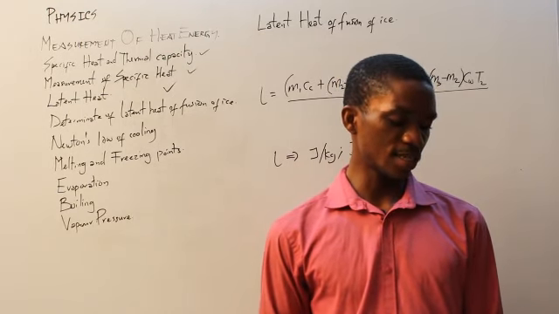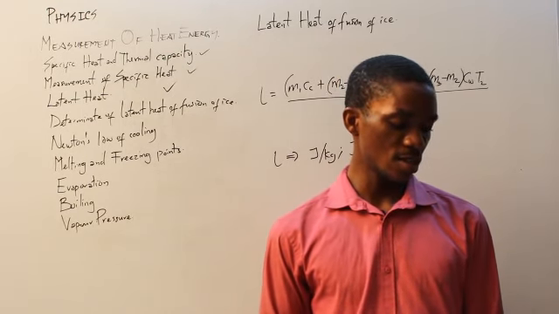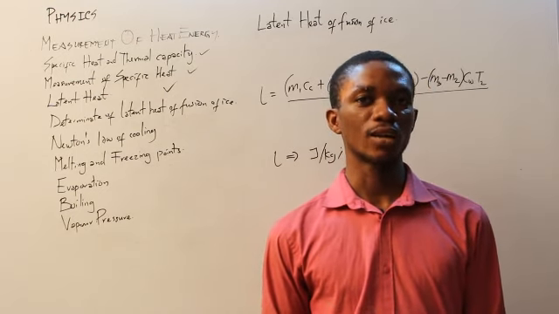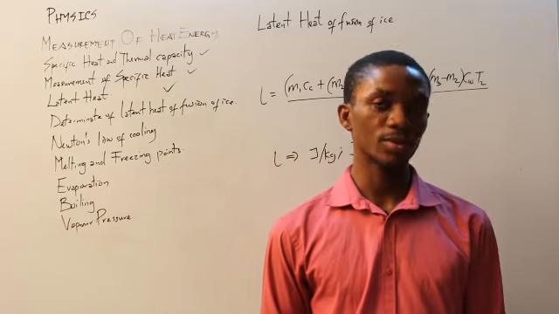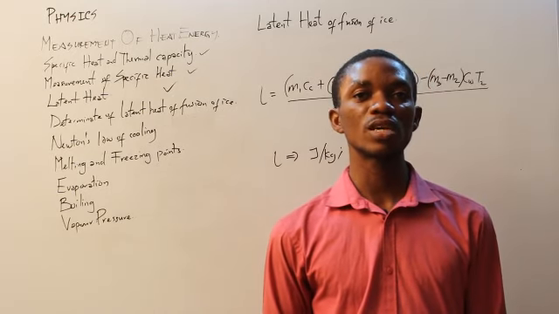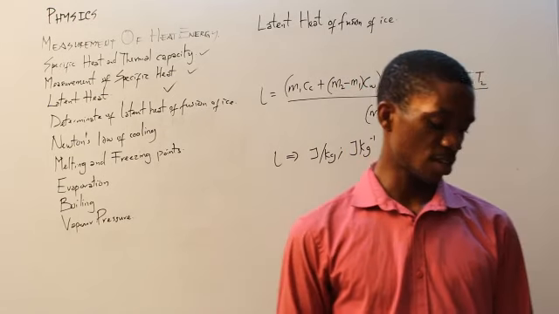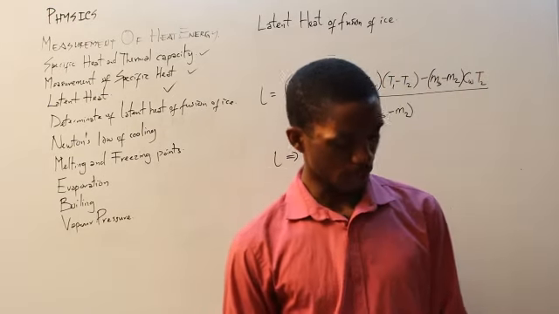The first thing we take is the weight of the empty calorimeter. The next thing we take is the weight of the calorimeter and water.